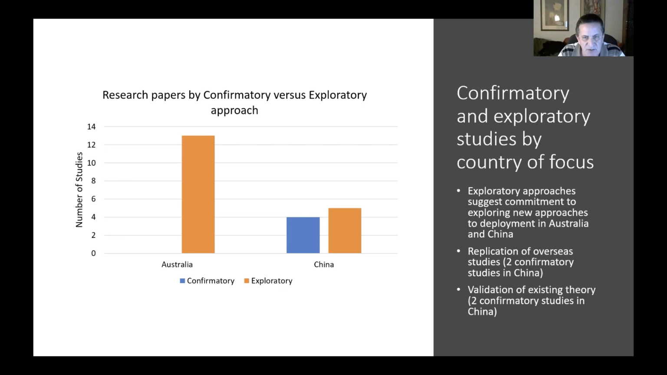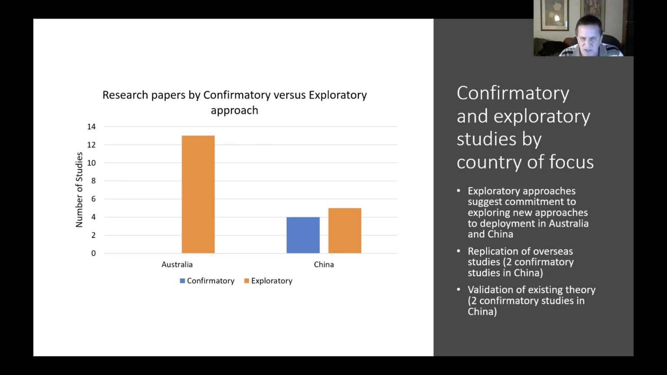And you can see that that pretty much was the case for all of the LMS related studies in Australia. They all sought to look at the application of learning management systems in particularly different contexts, some of them new and novel. In China, there were some exploratory papers as well, but interestingly, 4 of them were confirmatory in that they attempted to validate existing theories or data collection tools, for example, in a Chinese context.